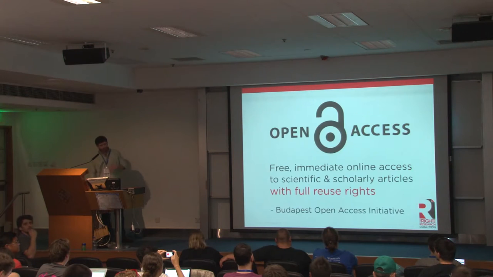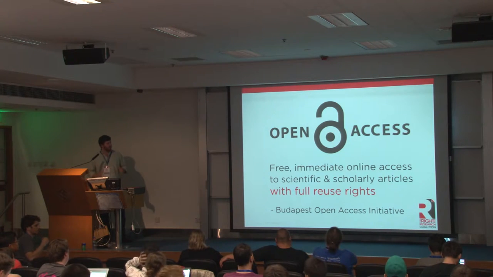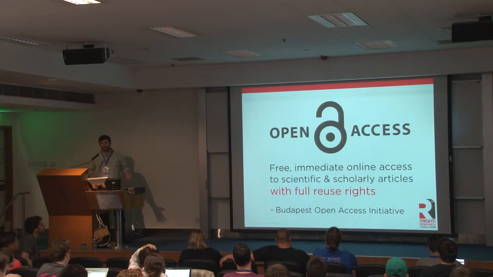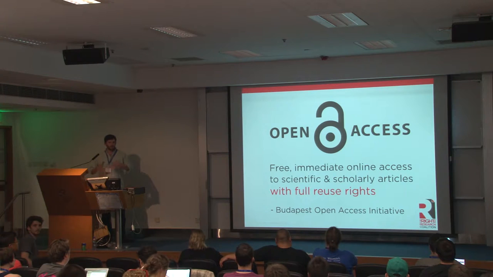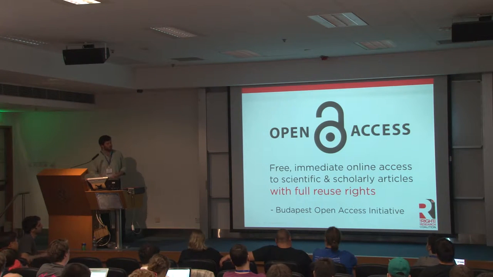And so the solution that we're going to talk about at this panel is what we call open access, and the definition is pretty simple. What open access means is two things, really: free, immediate, online access to all scholarly and scientific research articles. So when you're searching for an article or find a link on Wikipedia in the reference section and you click to read it, you get immediate access. You don't hit a paywall, you're not asked to pay to read a scholarly article.